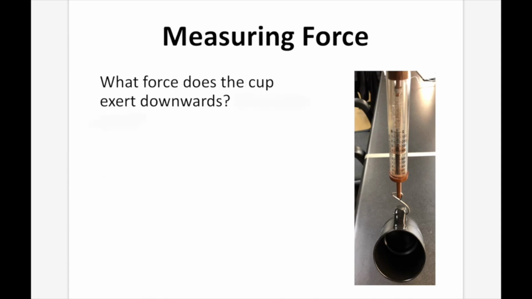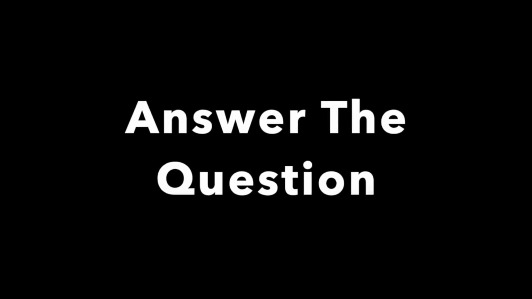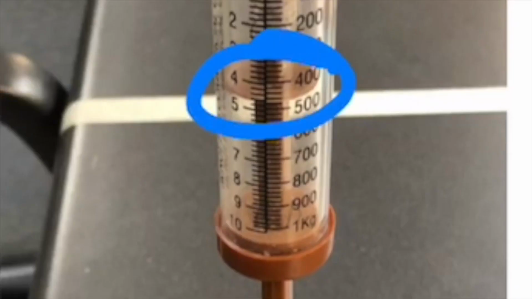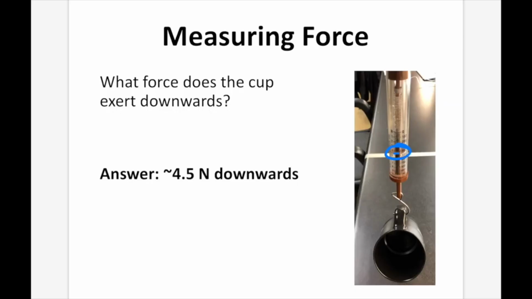What force does the cup exert downwards? So I will look at the Newton scale and try to figure it out. The answer is 4.5 newtons downwards, and we can see that by looking at the Newton scale. You can see right there, the little bar here comes in at about 4.5. So that's how we're measuring that number.